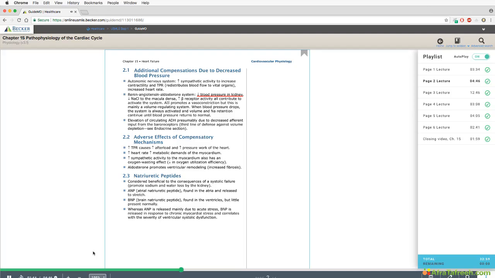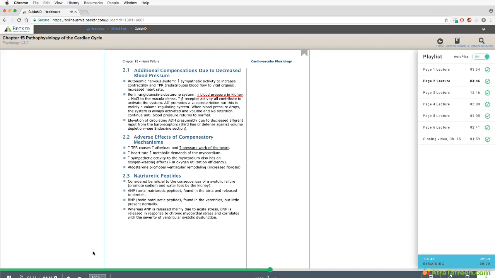Now, these compensatory mechanisms that we just talked about help initially, but they tend to become detrimental long term. An increase in total peripheral resistance increases afterload and increases the pressure work of the heart. And you should remember, an increase in the pressure work of the heart is very demanding on that ventricle, and long term, this is a real negative with a systolic failure. In addition, an increased heart rate also increases the metabolic demands of the myocardium. And the increased sympathetic activity that causes the increased heart rate and contractility has an oxygen wasting effect that will tend to decrease the utilization efficiency of oxygen.